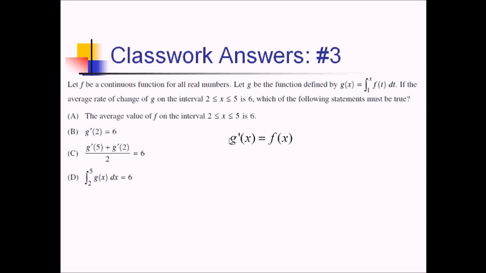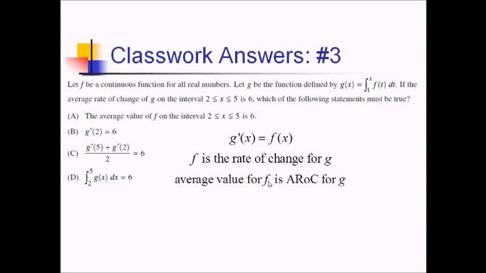Well, what this means, since g prime of x equals f, f is the rate of change of g. That's what this is saying here. Now, if I want the average rate of change of g on the function, since f is the rate of change of g, I just need the average value of f. So the average value of f is going to be the average rate of change of g. What that means, since they told us the AROC for g was 6, is that by extension the average value of f is going to be 6. And that is exactly what they are saying in choice A. So we're going to pick that one and be done with it.